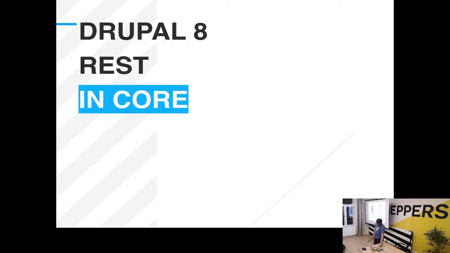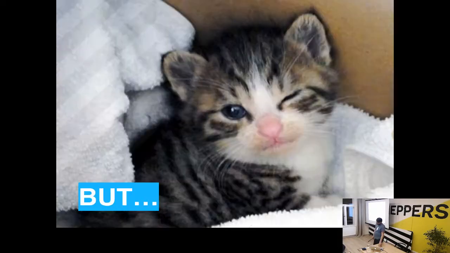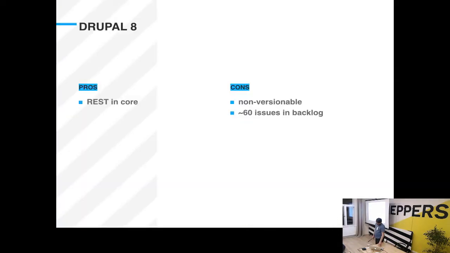What about Drupal 8? Drupal 8 has REST in the core, but there is always a but. Drupal 8 has REST in core, but on the other hand, it doesn't provide a versionable API. It's OOP because it's Drupal 8, and it has about 60 issues in the backlog. Some of them are quite severe, but I will get to some of them later.